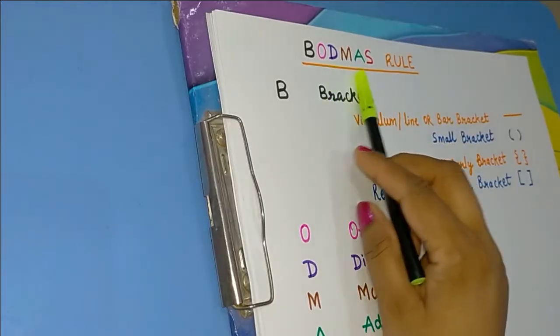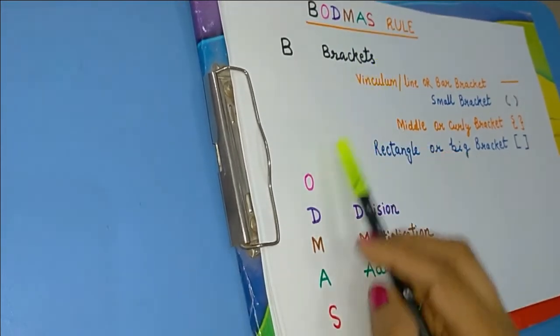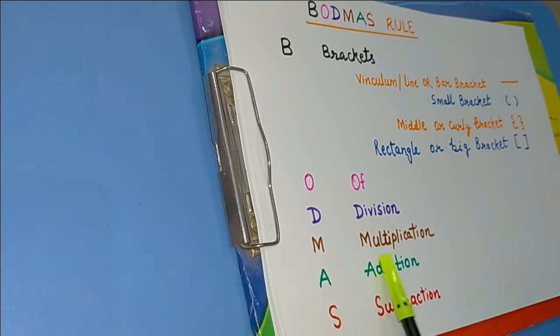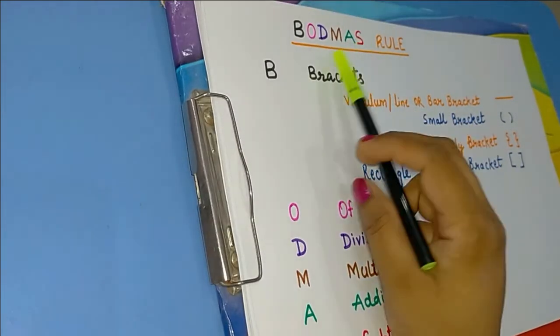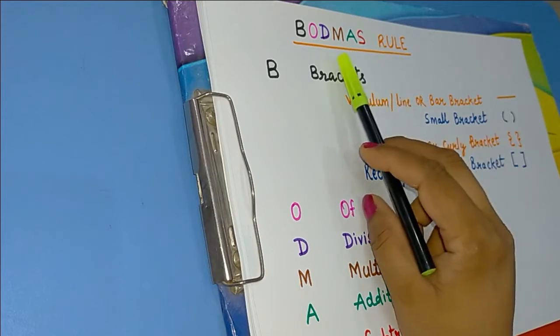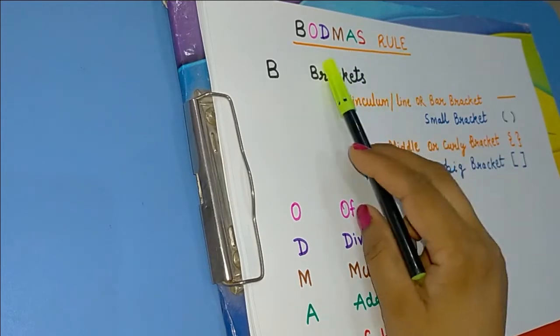Let's start. BODMAS rule. In BODMAS rule, B stands for brackets, O stands for of, D stands for division, M stands for multiplication, A stands for addition, and S stands for subtraction. So exactly BODMAS rule is used to decide which operation in the given expression is going to be solved first.